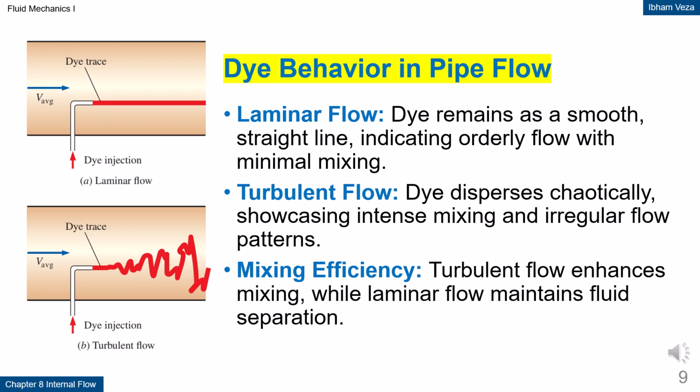The dye injection experiment clearly shows the difference between laminar and turbulent flow. In laminar flow, the dye remains as a straight line and does not mix. In turbulent flow, the dye quickly disperses and mixes with the surrounding fluid. This indicates intense mixing in turbulent flow. This behavior is important in mixing and chemical reaction applications.